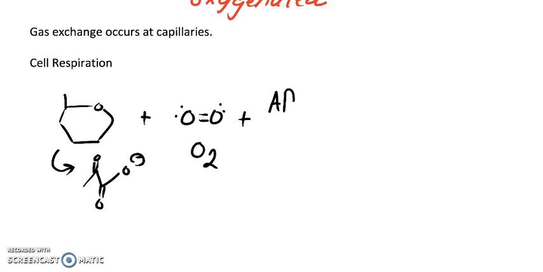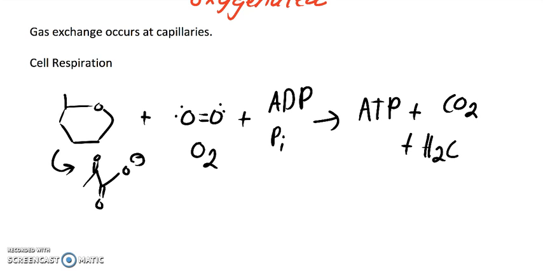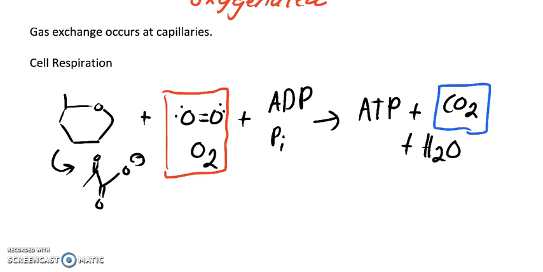And then with the energy from those bonds, we're going to put together the building blocks of ATP, which are these two guys. We're going to create ATP. And then two other byproducts are CO2 and water. So here are two gases. We take in O2 again, and we expel CO2. So those are where the gases come from.